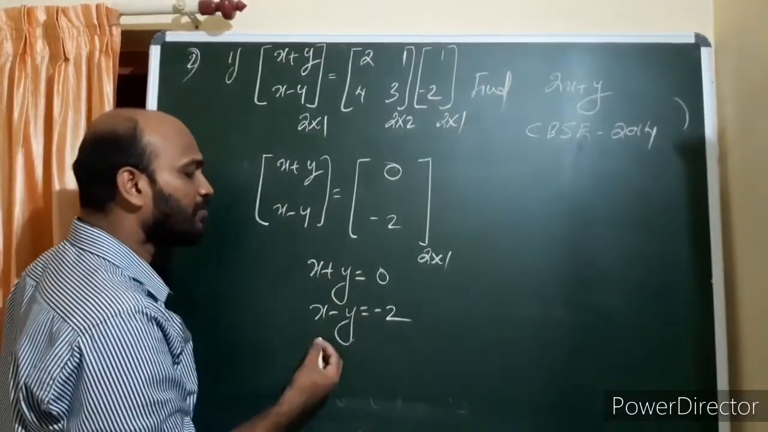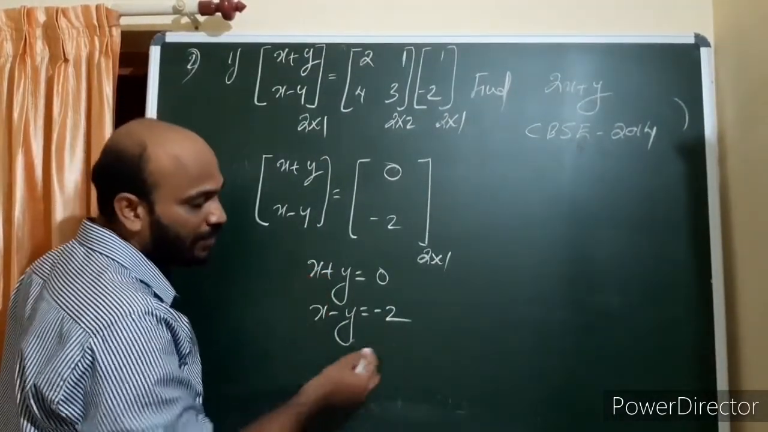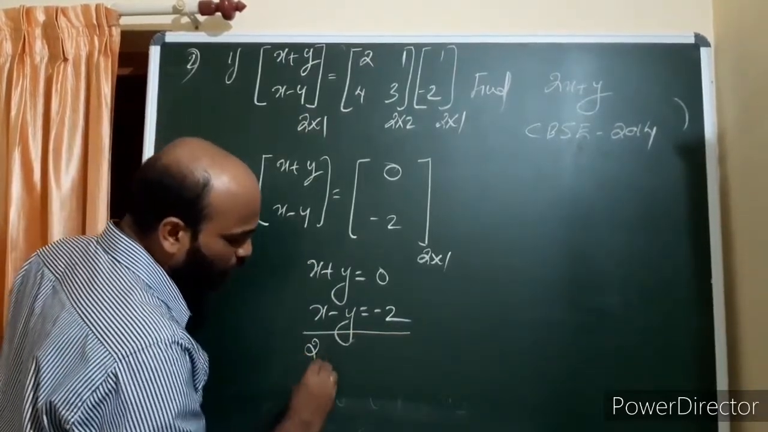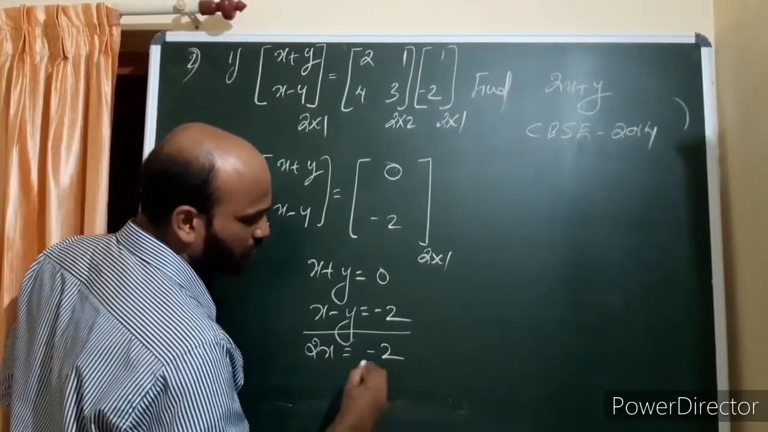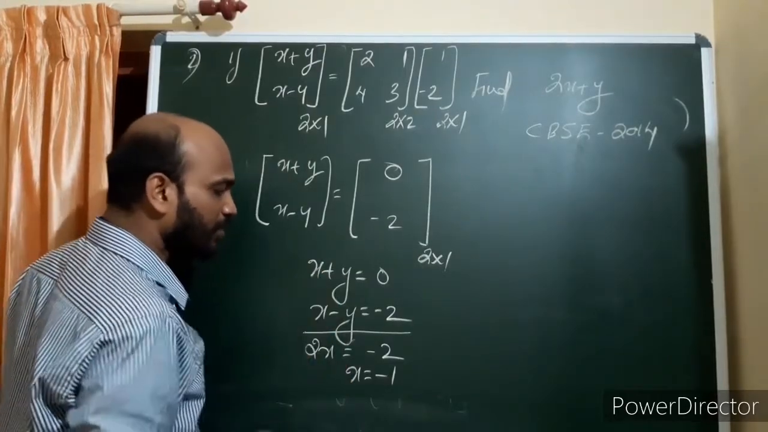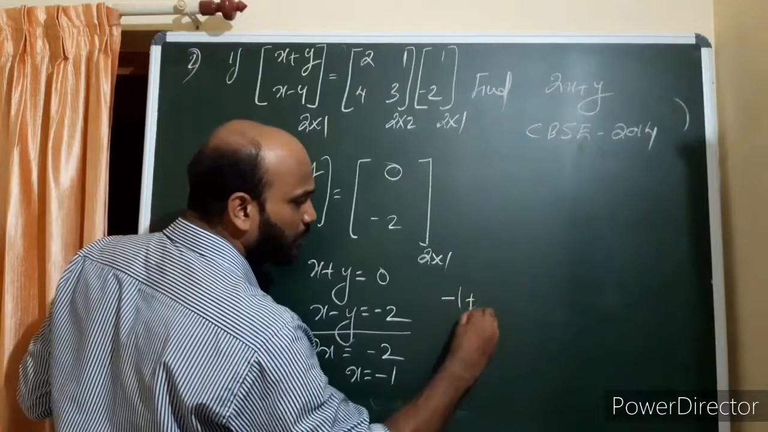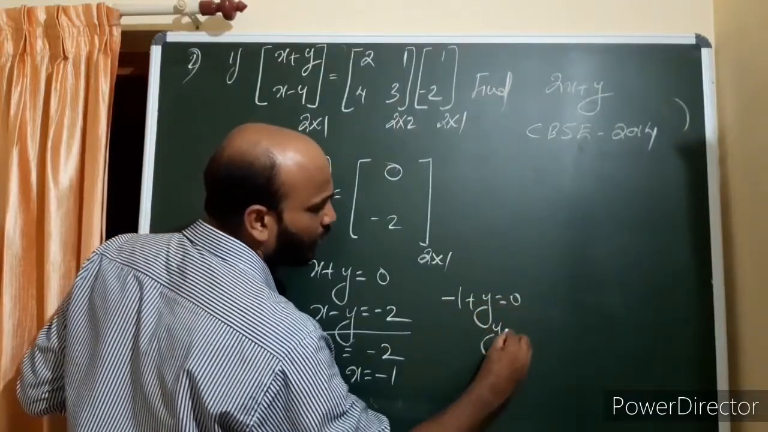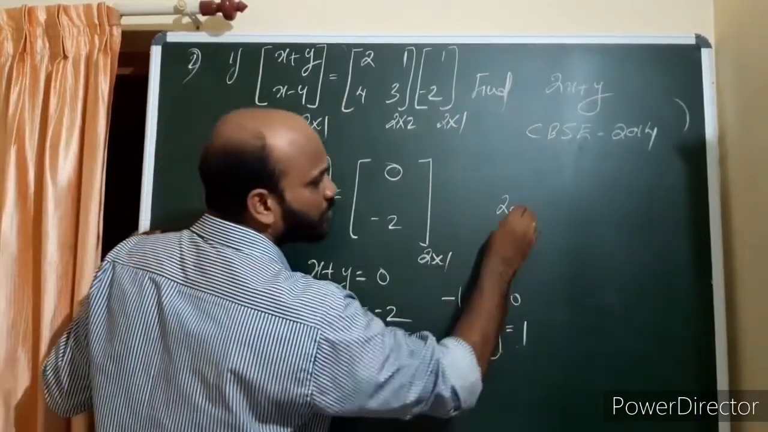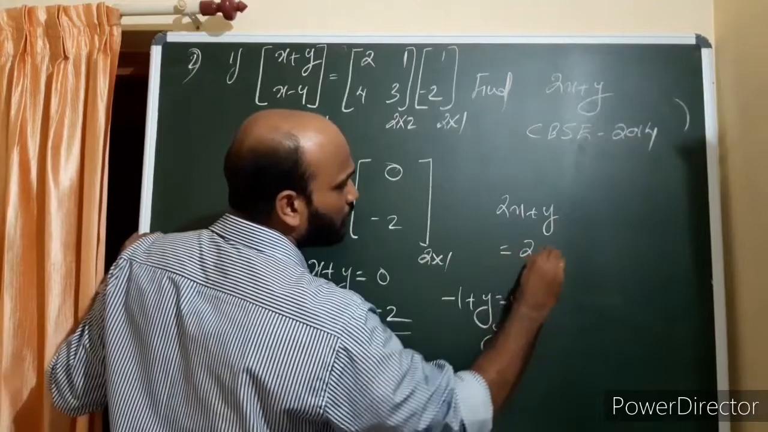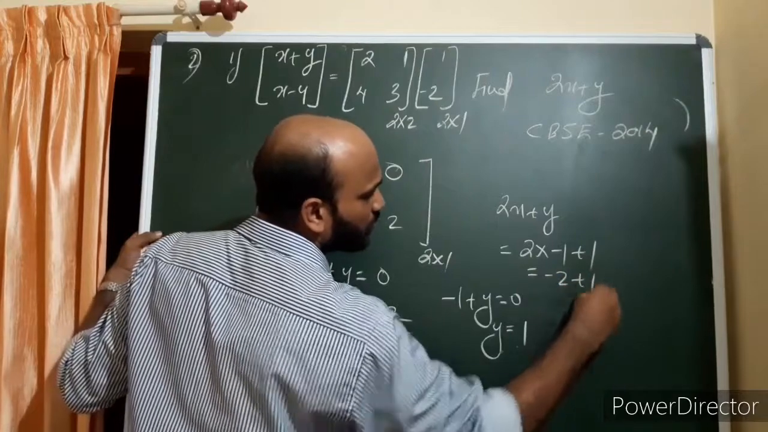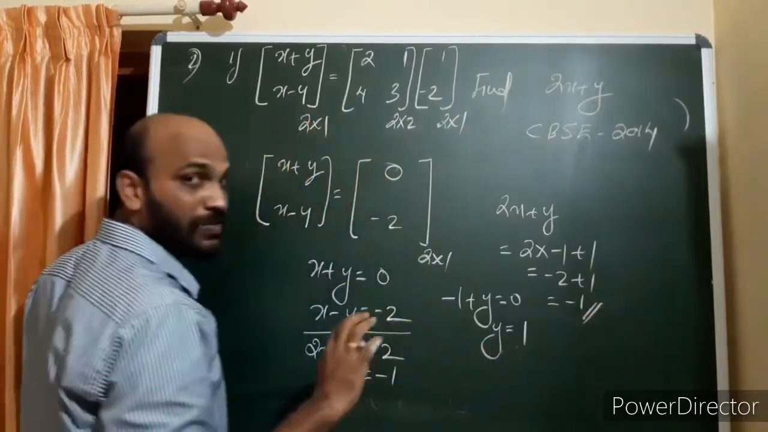Now we can find the values of x and y by the elimination method. We can add these two equations, so we get 2x equals minus 2. So the value of x will be minus 1. Now substitute x equals minus 1 in any of the equations. So the first equation will be minus 1 plus y equals 0, so the value of y equals 1. So x equals minus 1 and y equals 1. Therefore, 2x plus y will be equal to 2 into minus 1 plus 1, that is minus 2 plus 1, equal to minus 1. So minus 1 is the answer.